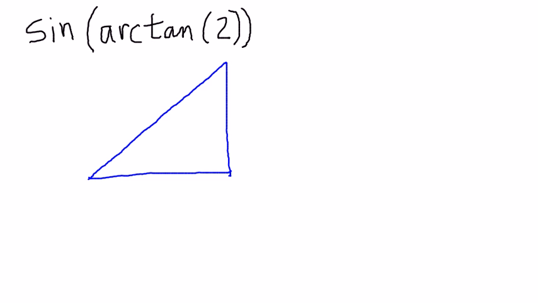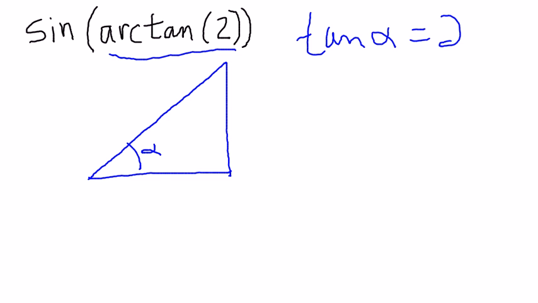With the definition that we have of tangent, let's suppose this is the angle alpha. What I'm talking about in this problem is an angle that has the tangent of 2. And we're supposed to figure out what that angle is and then take its sine. Well, I don't really care what the angle is as long as I know that its tangent is 2. I know that the tangent is the opposite over the adjacent. So I can just pretend that the opposite side is length 2 and the adjacent side is length 1.